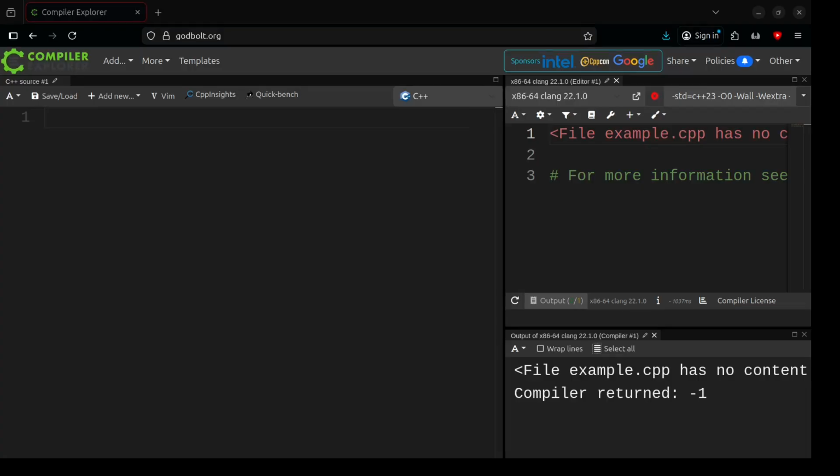A 32-bit float is split into three parts: the sign, that's 1 bit, the exponent, 8 bits, and the Mantissa, 23 bits. Let's look at our first program. We use std::bit_cast, that's the C++20 way to say take these bits and interpret them as a different type without any conversion.